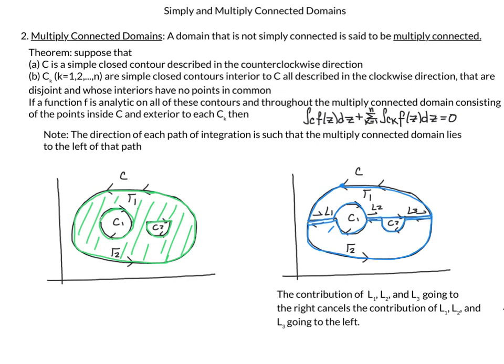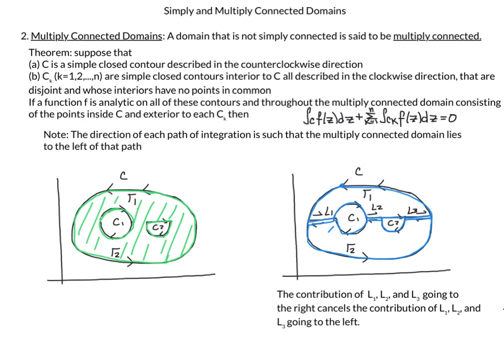Now you can see that I have a single path that connects my C to my C1 and C2. But the other thing you'll notice is the lines that I added, the L1, L2, and L3 to connect everything. Every time I go from left to right, I also go from right to left. And since these paths are in the opposite direction, whatever my path integral is for this top, it's going to cancel with the path integral going back.